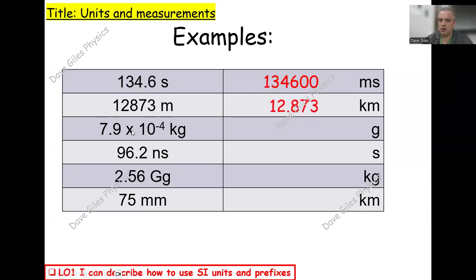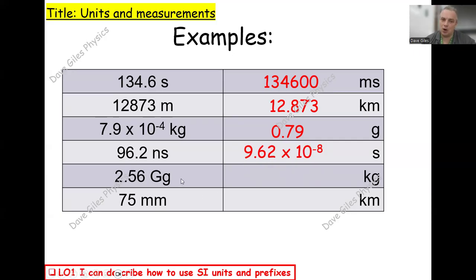12.873. To go from kilograms to grams, there's 1,000 grams in a kilogram, so you would take this number and times it by 1,000, 0.79. We've got 96.2 nanoseconds, so that's 96.2 times 10 to the minus 9, which gives me 9.62 by 10 to the minus 8. And then 2.56 gigagrams to kilograms.